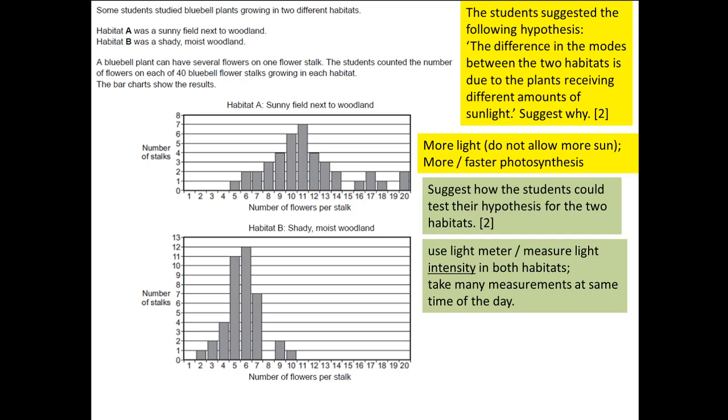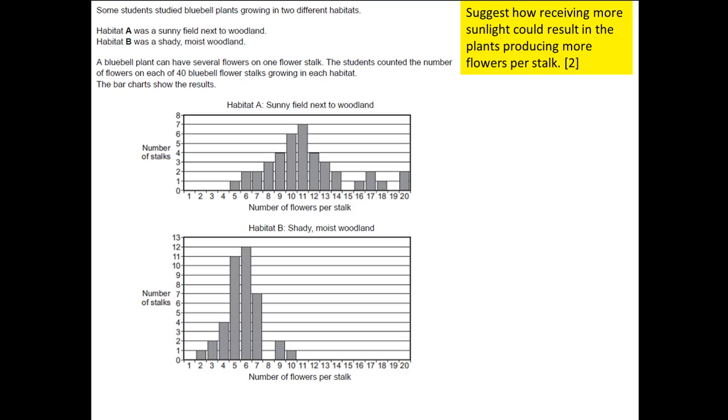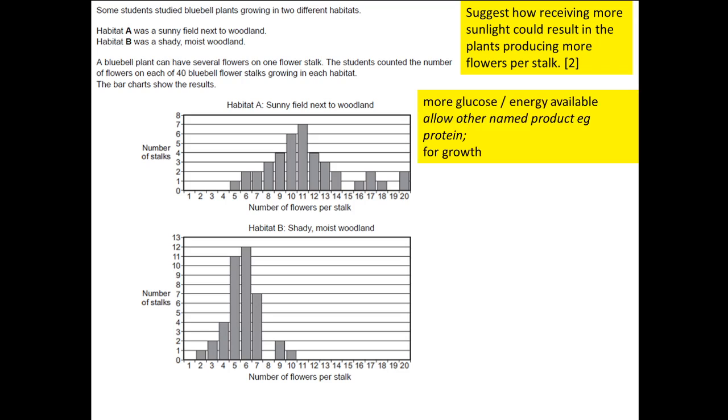Then you'd come back the next day so you can compare exactly the same times of day, something along those lines. Next, suggest how receiving more sunlight could result in the plants producing more flowers per stalk. So now, I've already said photosynthesis, but how does more photosynthesis equal more flowers? Okay, what do we know? Well, more photosynthesis equals, what's the product of photosynthesis? What do they use? Yeah, well, it's glucose.